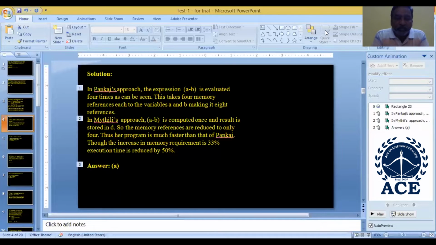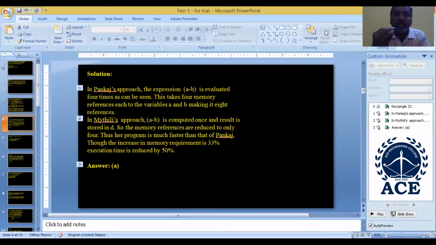Right. In contrast to that, in Maithili's approach, as we said earlier, Maithili computes A minus B first and stores it in a memory variable, which means that Maithili is using one variable extra compared to Pankaj's approach.